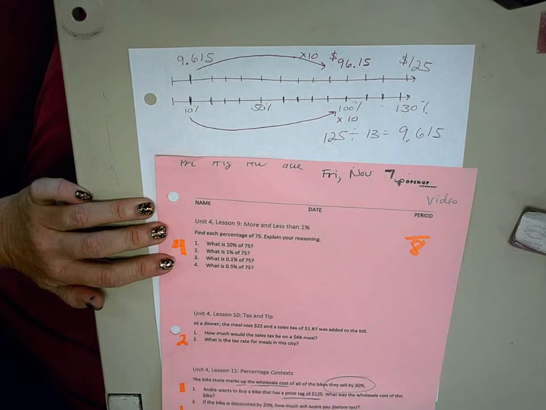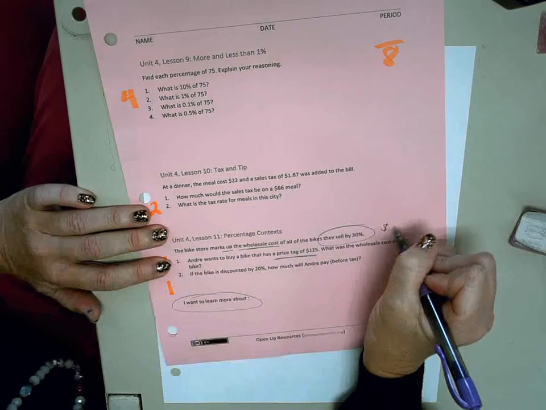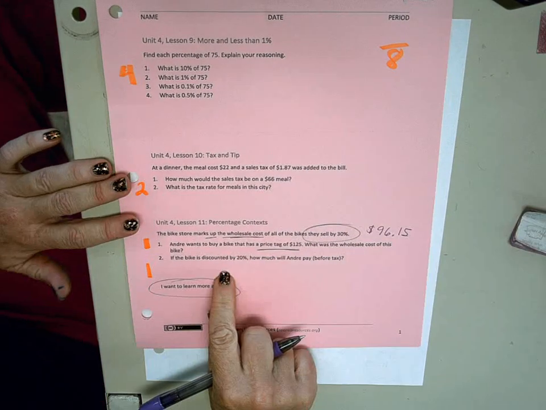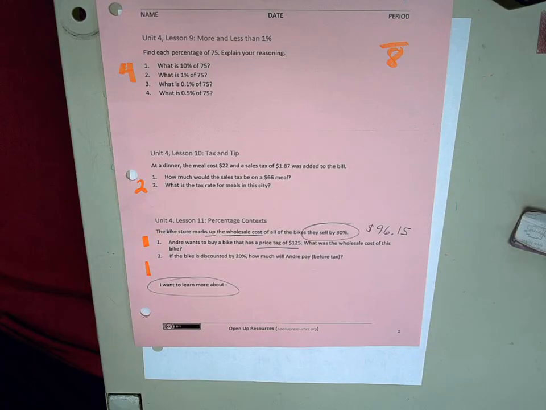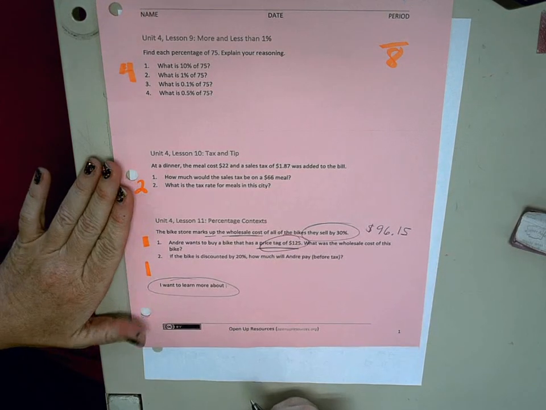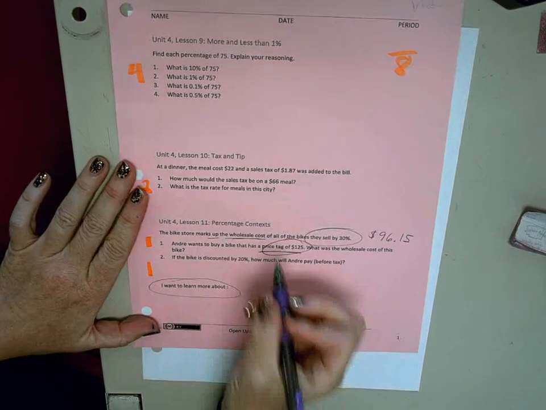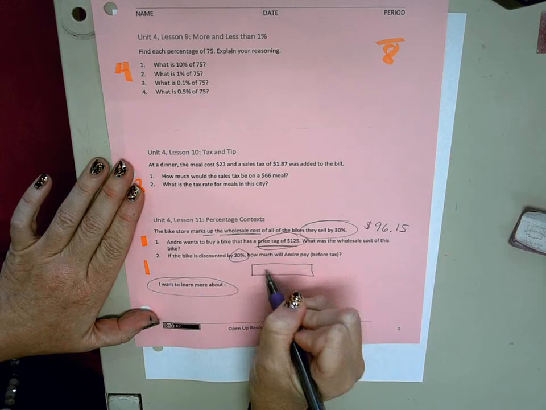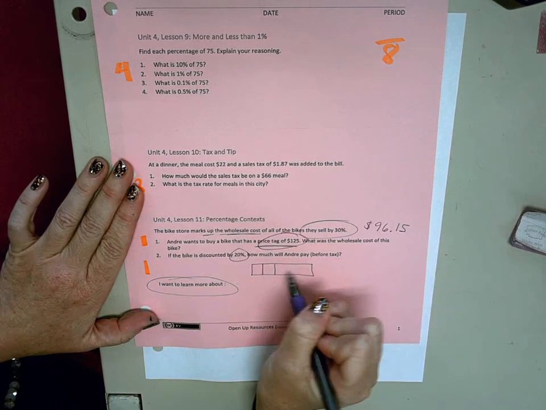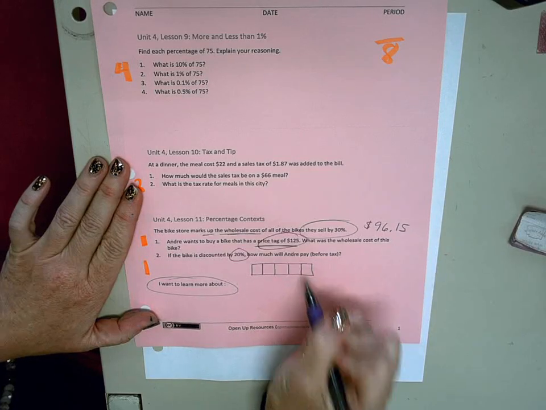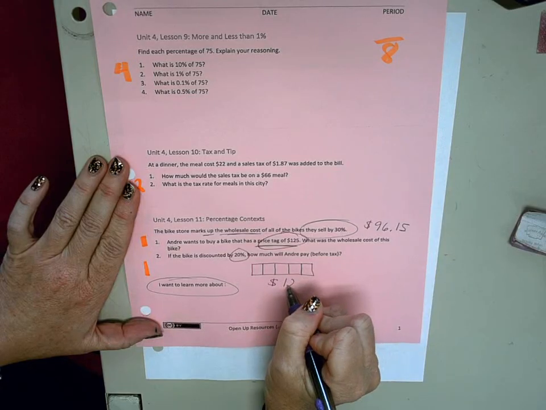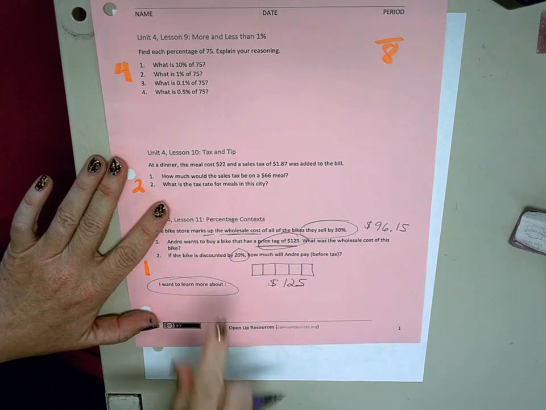So what was the price for the wholesale cost? $96.15. Now, this one, when I see 20%, I get excited because I love the tape diagram. This is the price that Andre is going to pay, but it's discounted by 20%. So when I see 20%, I love the tape diagram: 20, 40, 60, 80, 100. This is the price of the bike, and it's discounted 20%.